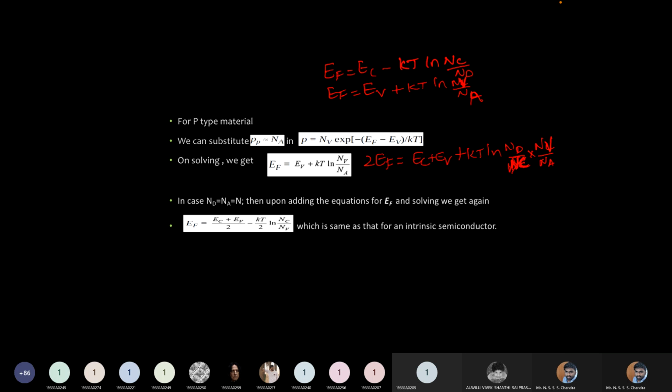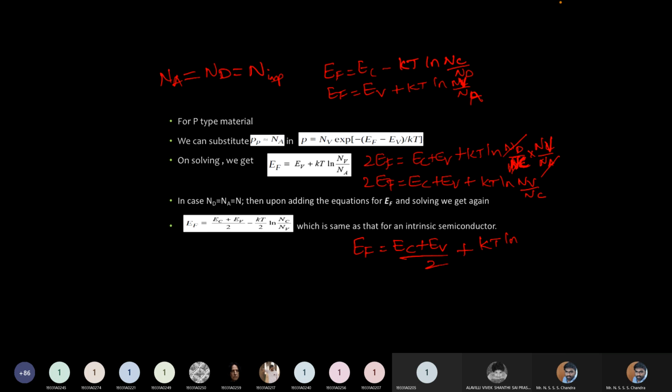Okay, now in case you are taking a situation where the number of acceptor impurities is equal to the number of donor impurities, equal to, let us say, some N, so I will simply write N impurities. In that case, Nd and Na will get cancelled, so you are left with 2Ef equal to Ec plus Ev plus kT log N Nv by Nv by Nc. So Ef is equal to (Ec plus Ev) by 2 plus kT by 2 log N Nv by Nc.